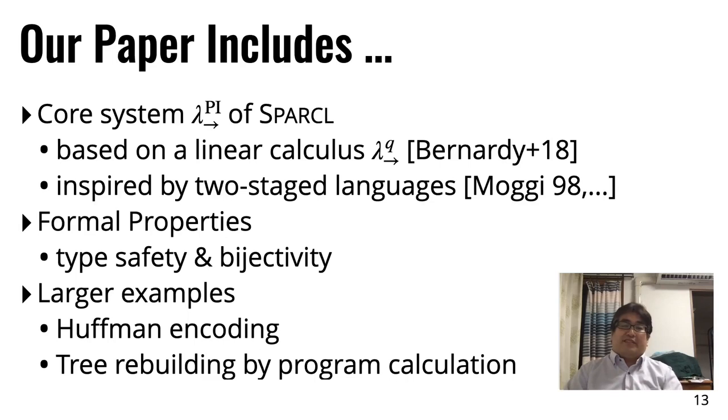This is a brief introduction of Sparcl, but in our paper we discuss more things. For example, we define a core system lambda pi arrow of Sparcl. Lambda pi arrow is based on a linear calculus lambda q arrow, which is a core system of linear Haskell. The design of lambda pi arrow is also inspired by two-stage languages. We show some formal properties about lambda pi arrow, including type safety and bijectivity. We also discuss larger examples, including Huffman encoding and calculational development of tree rebuilding from in-order and pre-order traversals.